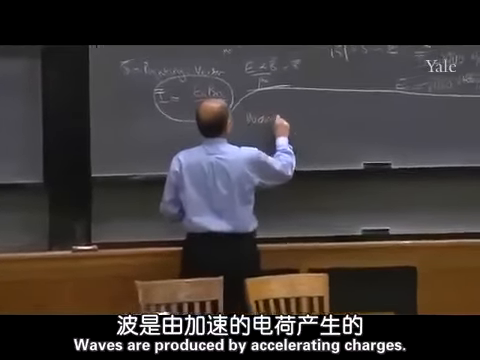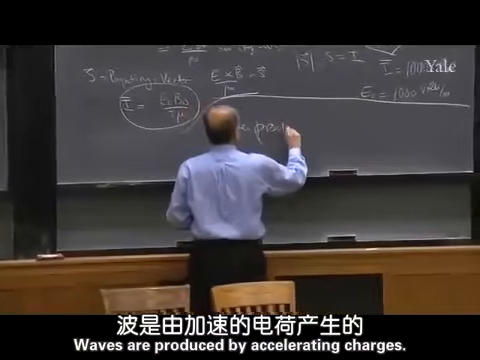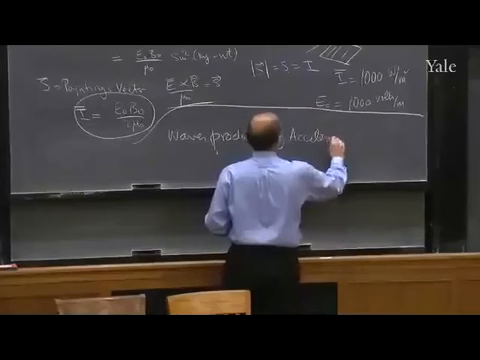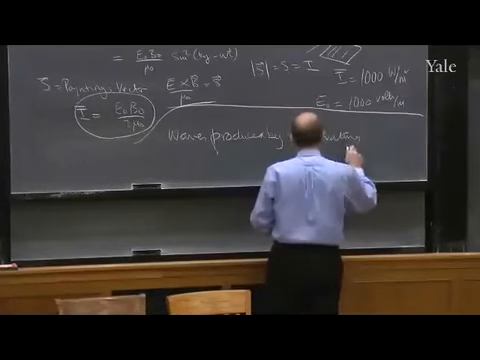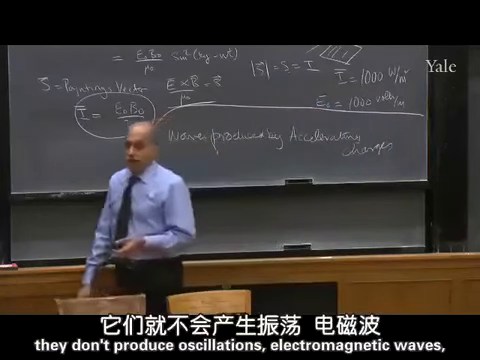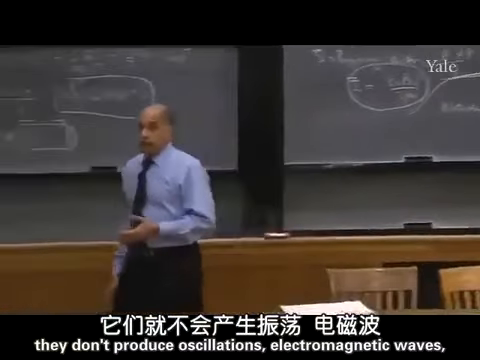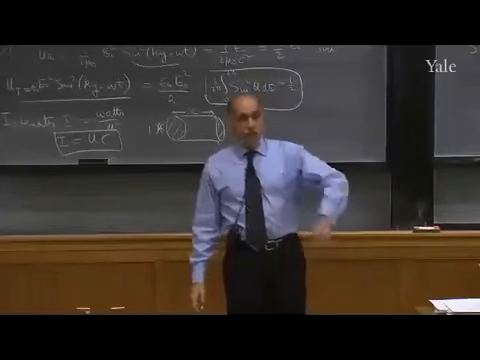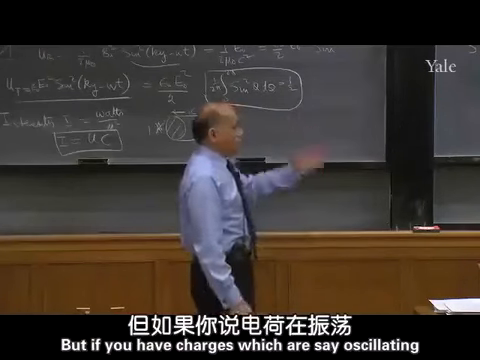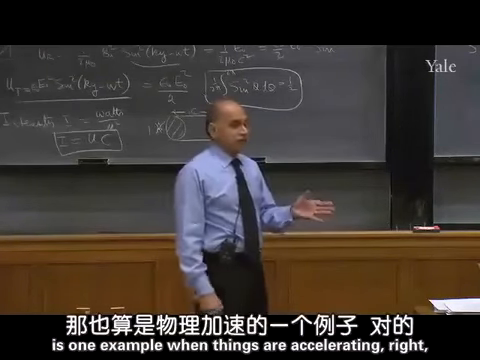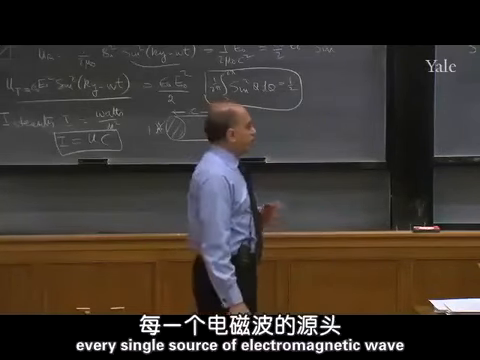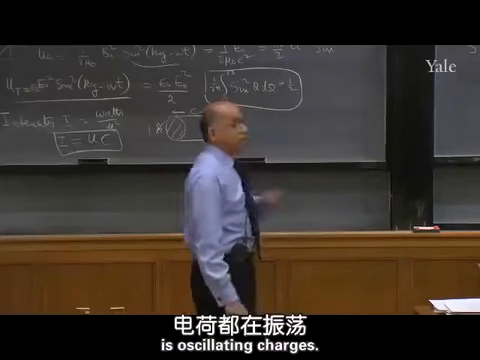Waves are produced by accelerating charges. If they travel at uniform velocity, like in a wire, they don't produce electromagnetic waves. Or if they're going in a circuit at constant rate, that doesn't produce them. But if you have charges which are, say, oscillating, that is one example of accelerating, because you're going back and forth. Then you radiate light. So every single source of electromagnetic wave is oscillating charges.